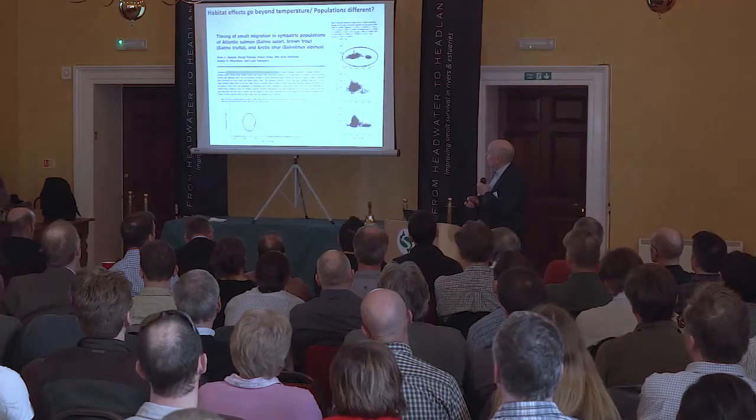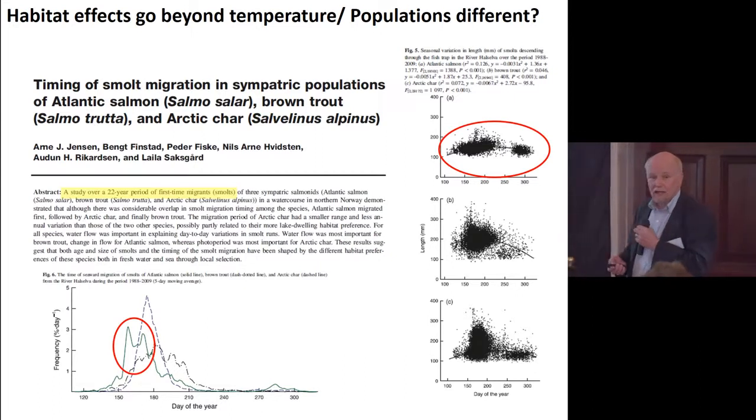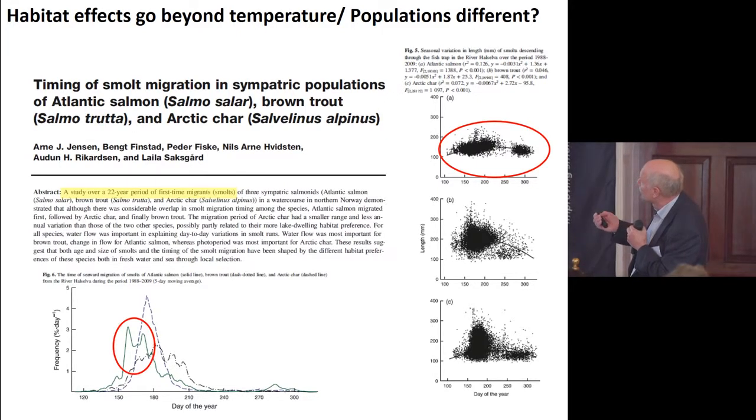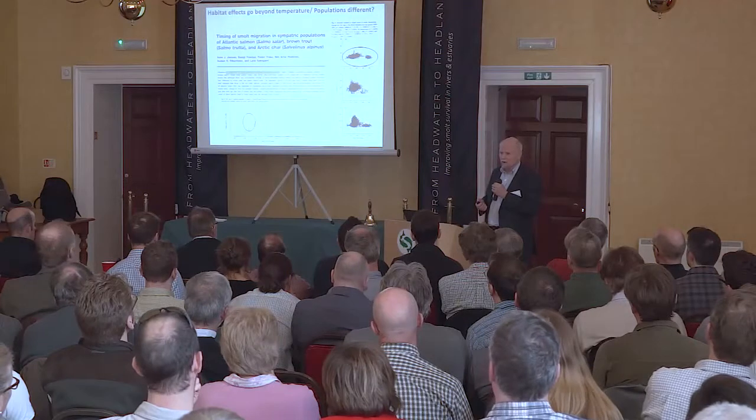Here's a study that was done more recently, Arne Jensen and his bunch in Norway, and they looked at a 22-year data set. Now, looking at it from an adaptive kind of perspective, the thing that interests me here is this is Atlantic salmon, this is brown trout, this is Arctic char. And this is the relationship between length and the day of the year. And they were mostly interested in seeing whether length changed with the time of migration. But the interesting thing here is you'll notice that there's two groups of fish coming out of this system. And there isn't a particular relationship with length.